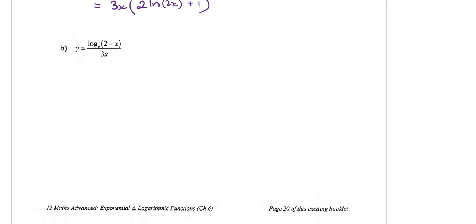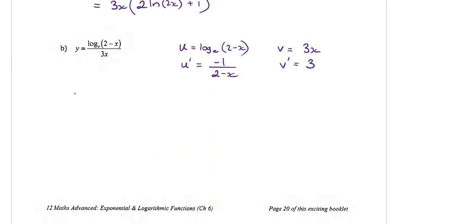Let's do a quotient rule because we have x terms on the top, x terms on the bottom. So that's quotient. So we still need the u and the v. u is always the top. Log base e of 2 minus x. v is always the bottom. So 3x. Differentiating, u dash: the function is 2 minus x. The derivative of the function is negative 1. Differentiating 3x, we get 3.